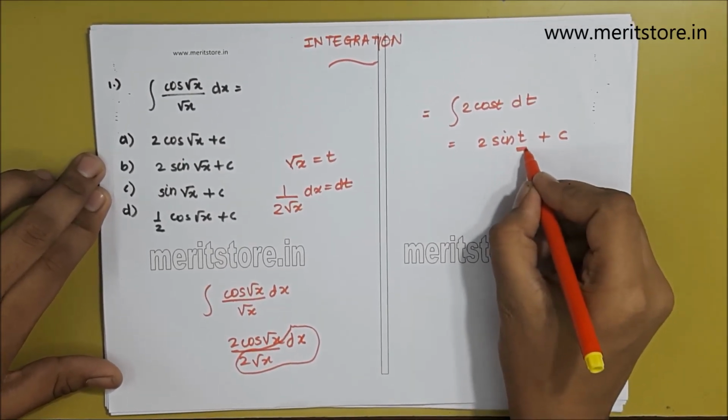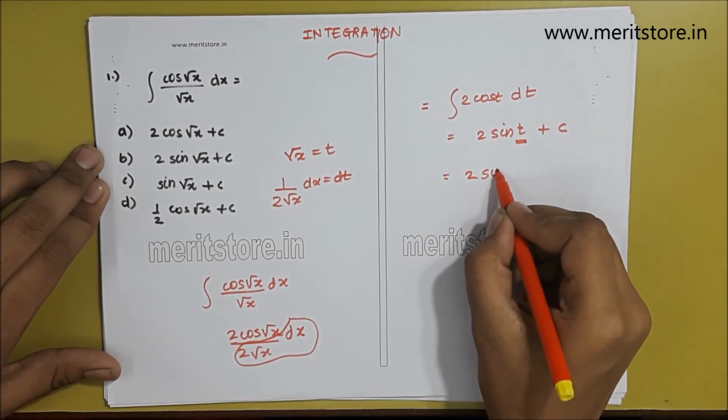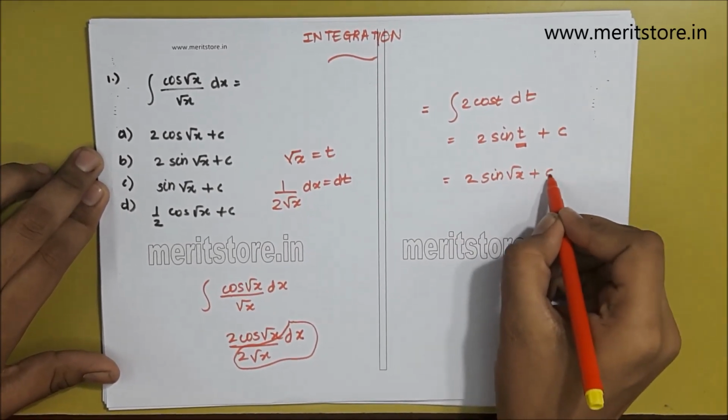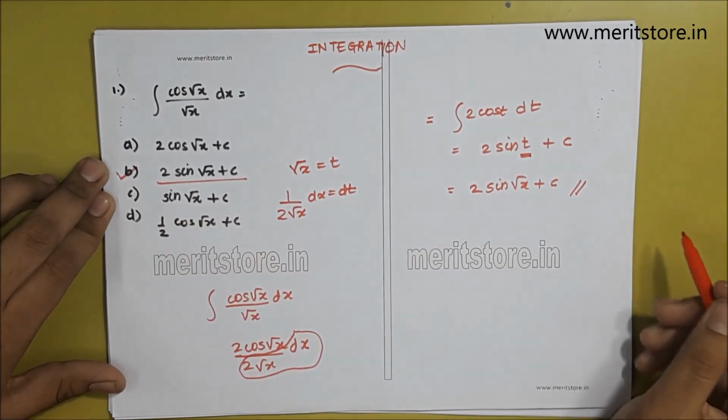Now substituting the value for t again, t was root x, so this will become 2 sin root x plus c. That is option B. 2 sin root x plus c is the correct answer.